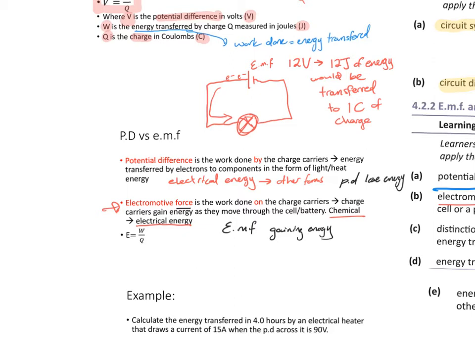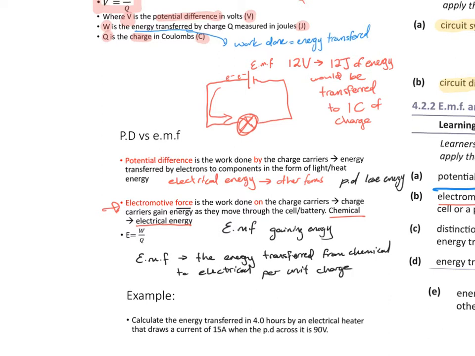To make it a little better in terms of definition, EMF is simply the energy transferred from chemical to electrical per unit charge. The potential difference is the energy transferred from electrical energy to other forms of energy per unit charge. So this is the difference between EMF and potential difference.